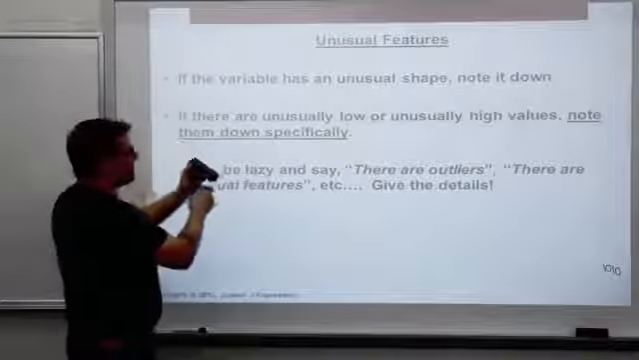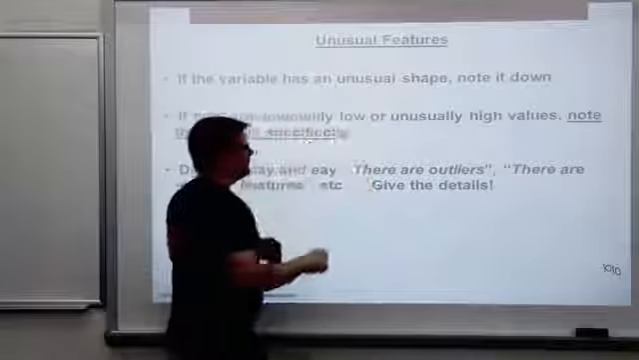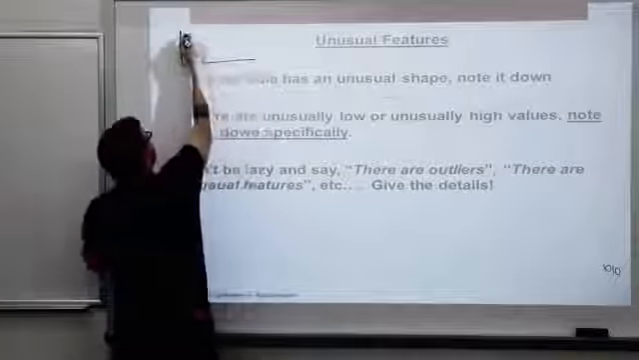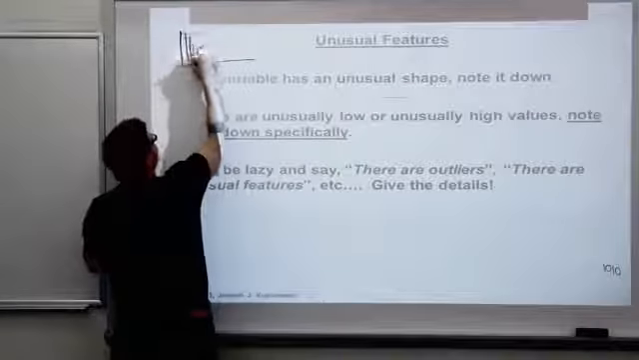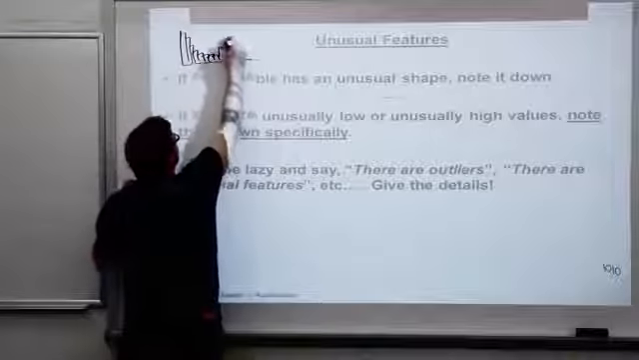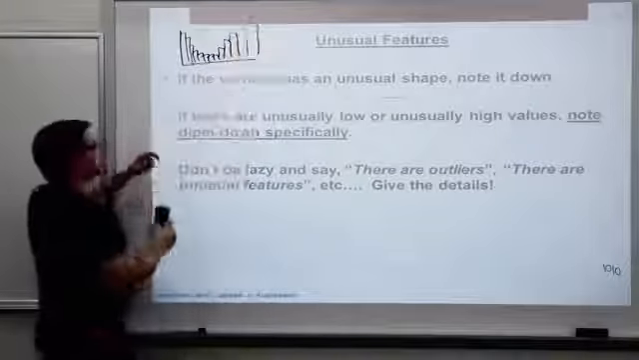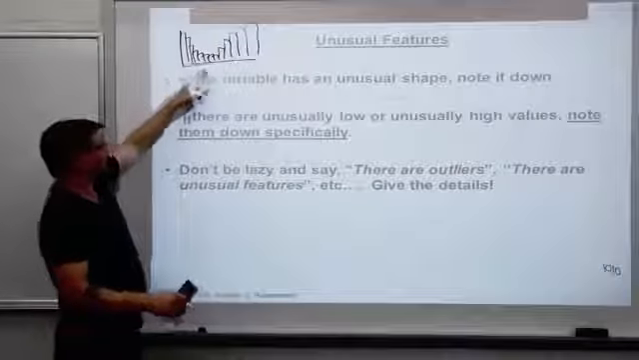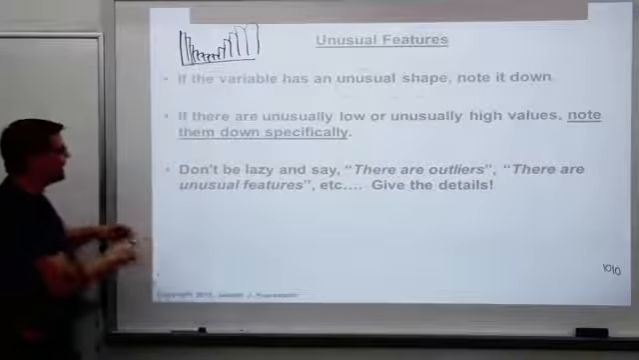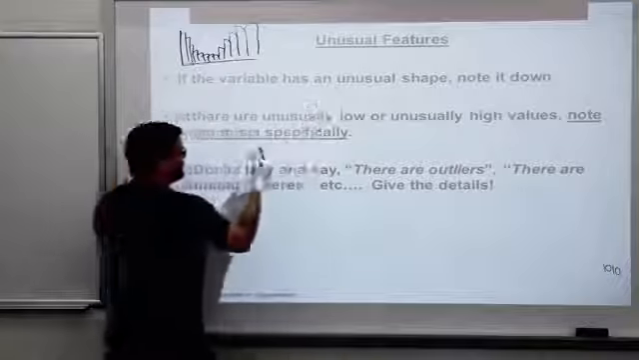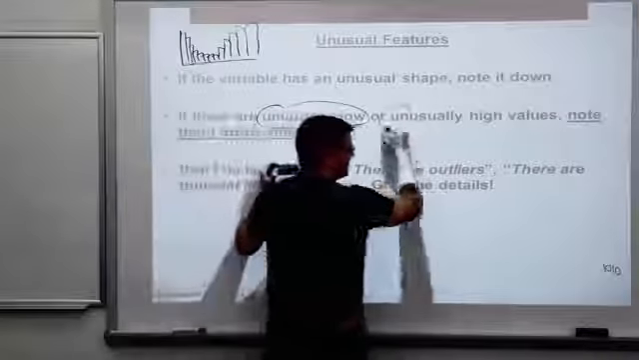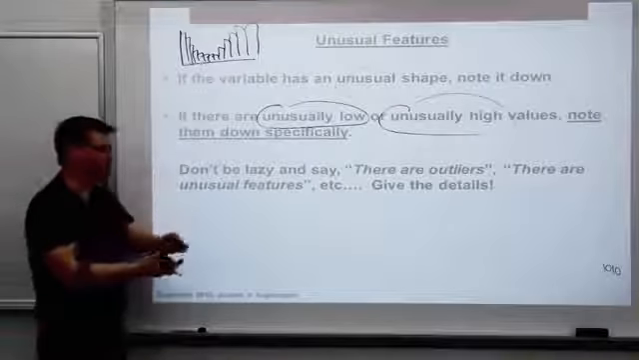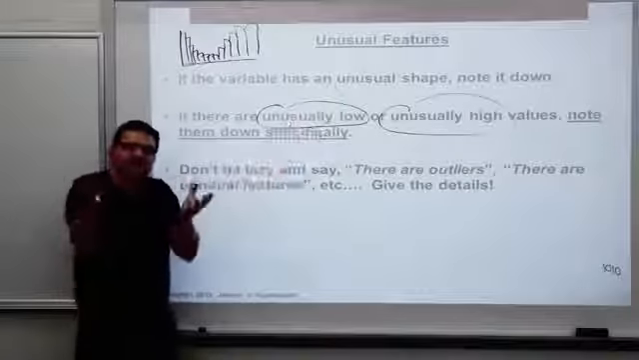If the variable has an unusual shape, note it down. I'm not sure what an unusual shape is, but if you collect your data in a histogram, and the histogram looks like this, with data piled up on the low values and data piled up in the high values, and it's sort of an unusual shape, I might comment on that. Aside from an unusual shape, look for those unusually low or unusually high values and note them down specifically. If you can figure out what the values are, tell us.